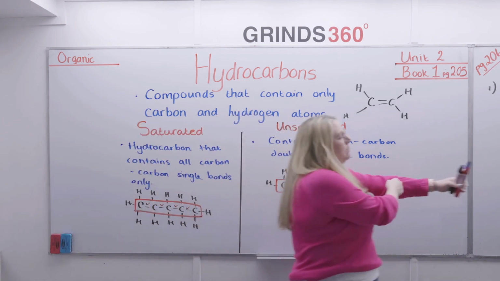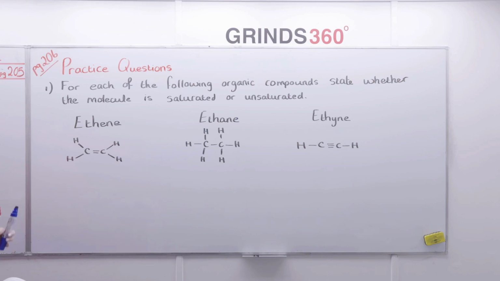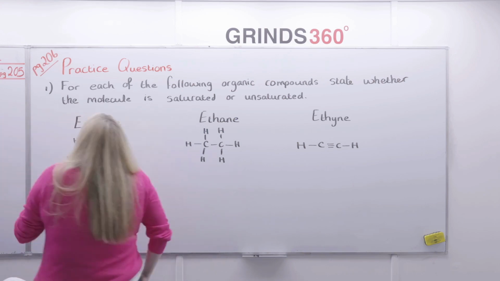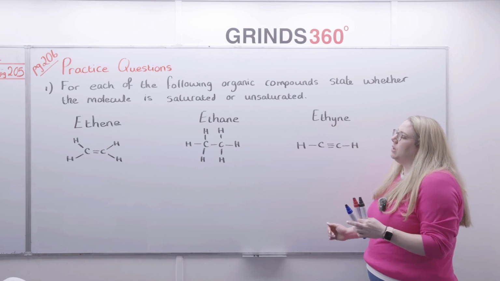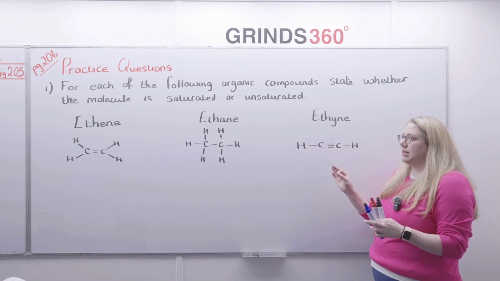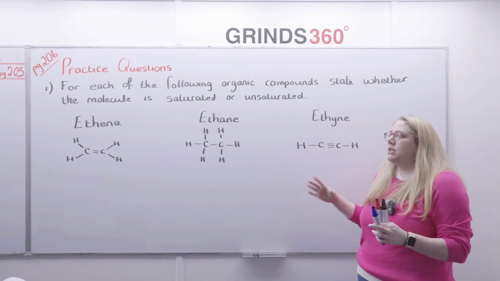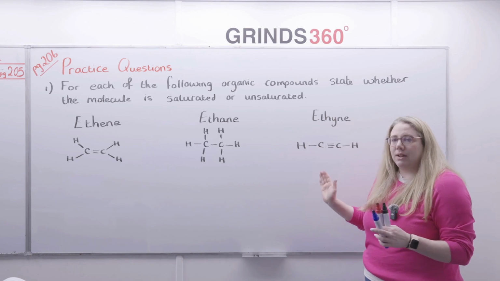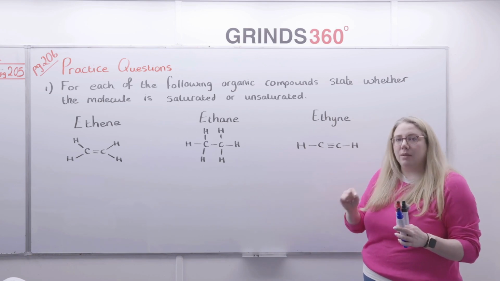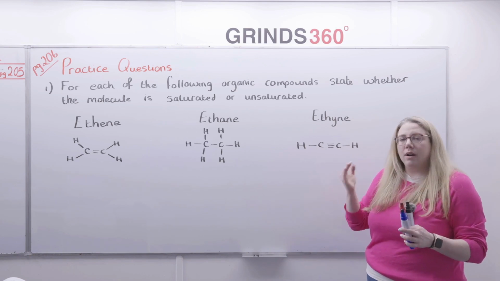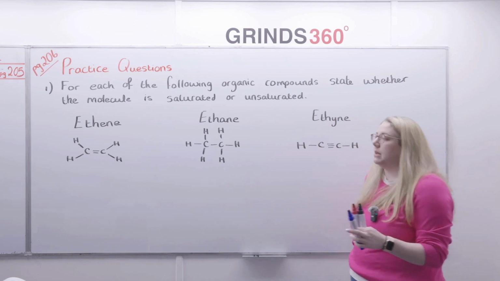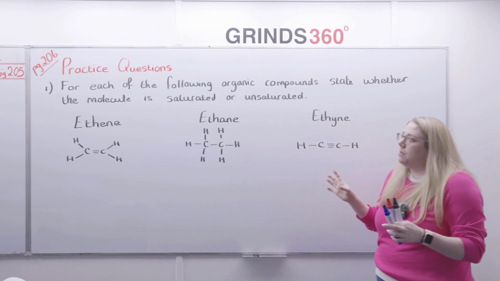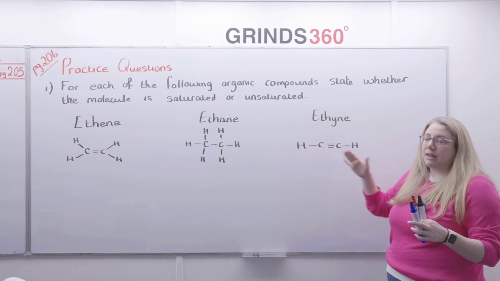So we're going to have a look at some of the practice questions in your notes. First up, for each of the following organic compounds, state whether the molecule is saturated or unsaturated. So all you have to do here is look at these molecules and pick out: does it have carbon-carbon single bonds, or is there a double or triple bond present? And that will tell you which of the 2 you're dealing with. Now, there's quite a few of them on this page. However, I'm only going to look at 3 of them.